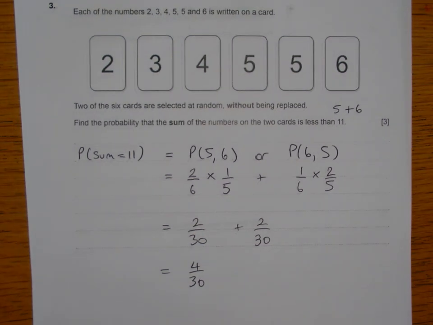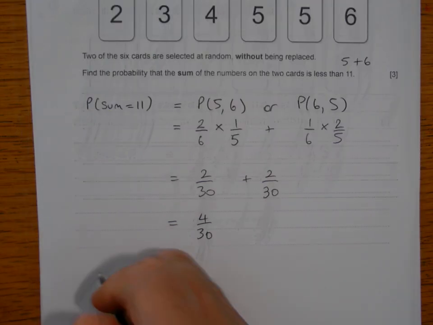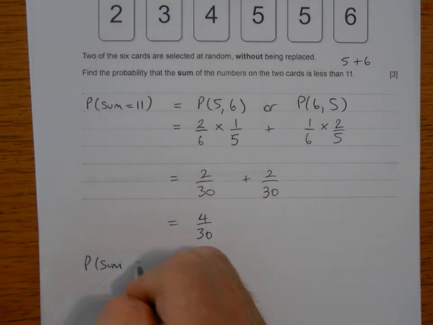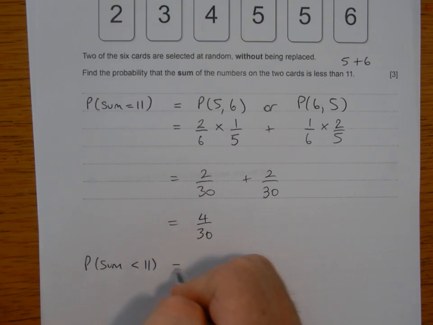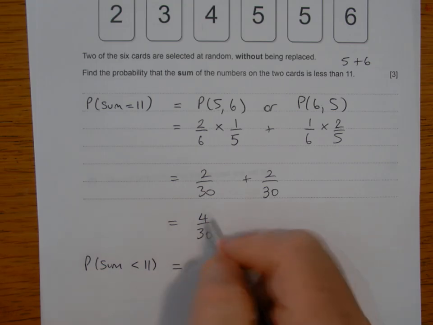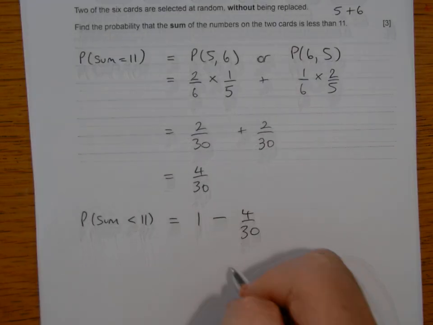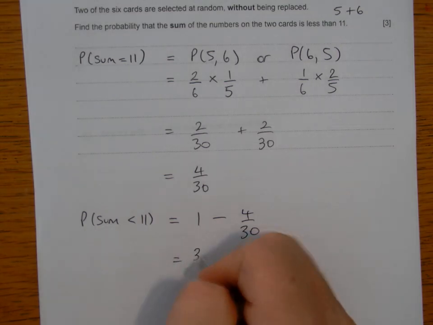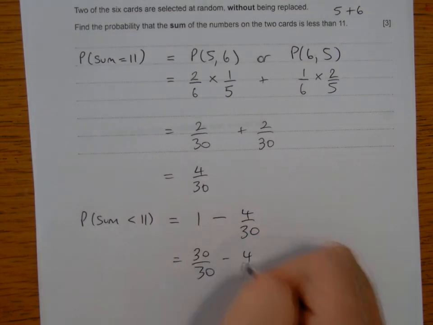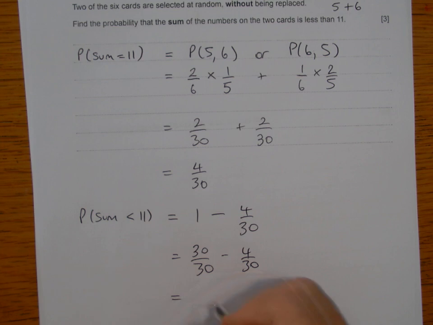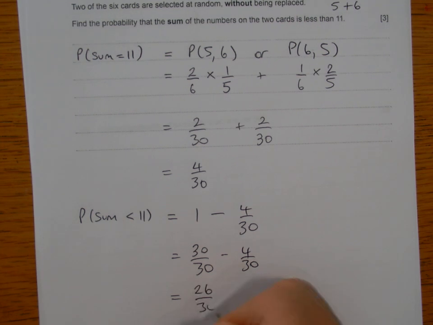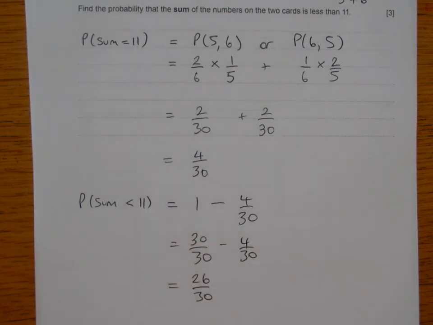I don't want that. I want it to be less than 11. So the probability the sum is less than 11, well, you just have to see what's left from 1, isn't it, when you get rid of this. So literally the whole probability adds to 1. So we want to take away 4 30ths from that. I'm sure you can see, 1 is just 30 30ths. So if you take away 4 30ths from the whole, you get 26 30ths. And we don't need to simplify because it doesn't ask. And that will be our answer.